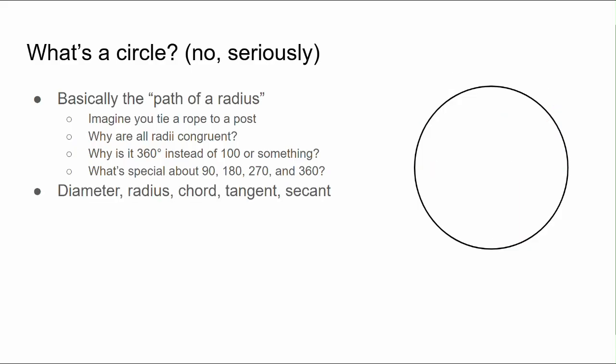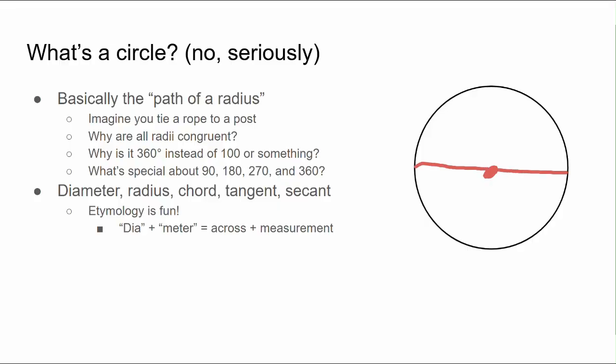There are a couple terms that we need to know with this: diameter, radius, chord, tangent, and secant. I'll try to draw these out. I always think it's fun to explain the etymology of these. It makes it a little easier to understand. Diameter: dia meaning across, and meter meaning measurement, like a meter in the metric system. So you're just measuring across. That's what a diameter is.